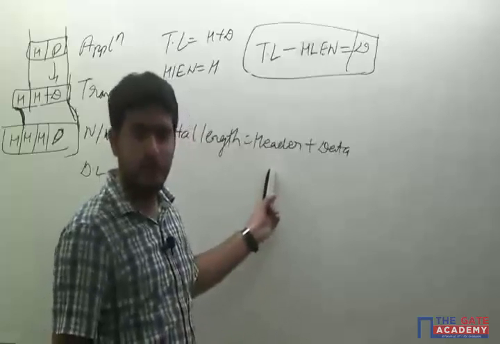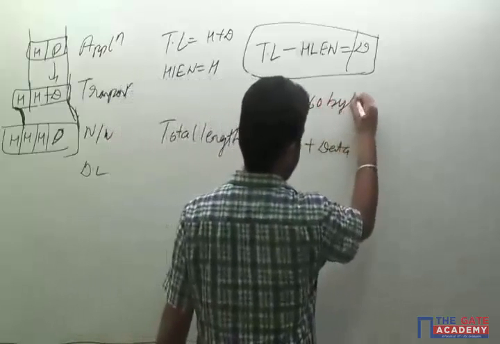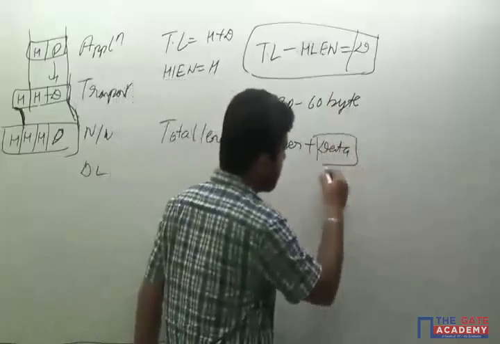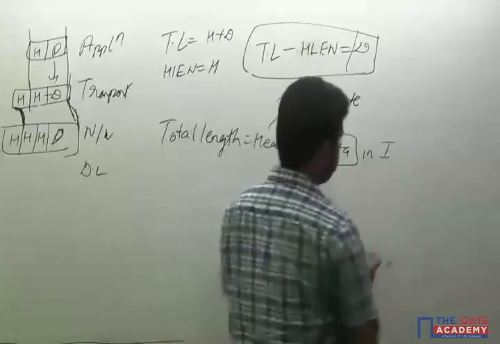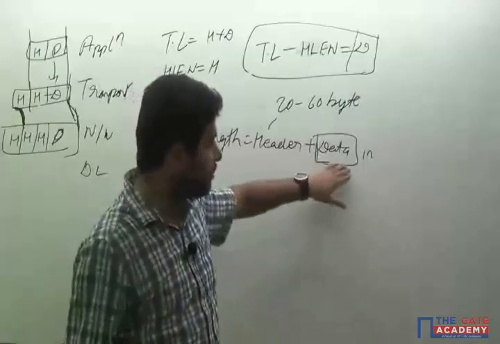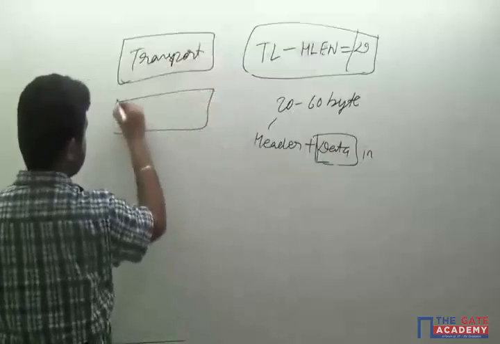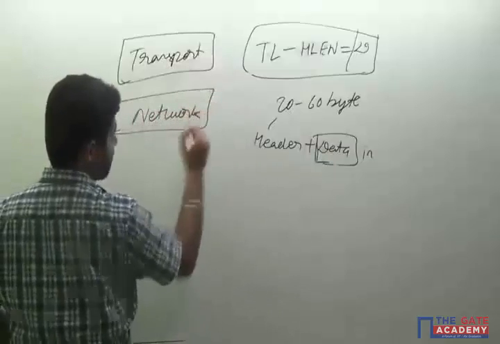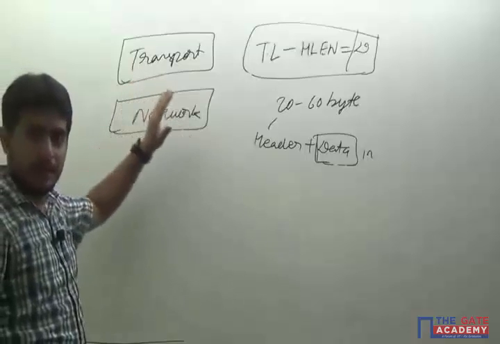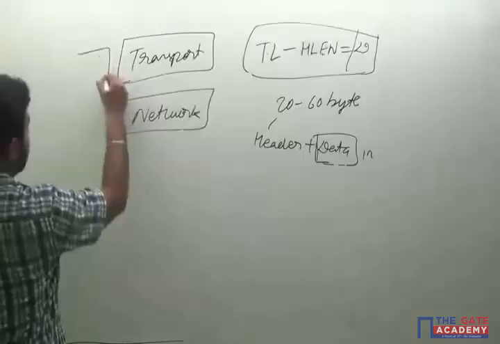What is the length of the header of IP? It's variable. It can be between 20 to 60 bytes. Okay? What is the data part in IP? In the network layer, what does the data part contain? If you try to compare it with the transport layer, what does this data part contain? This is transport layer. This is network layer. I told you guys that each layer adds a header to the data coming from the upper layers. So this is the data coming from the upper layer.